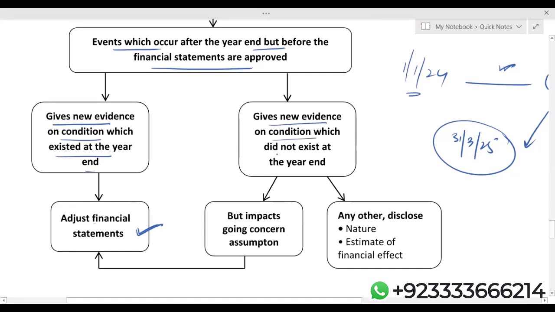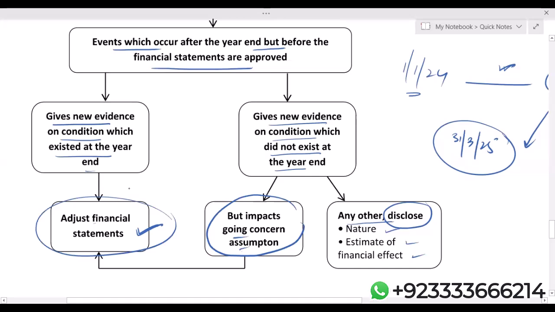If the event gives new evidence on condition which did not exist at the year end, then simply give any other disclosure, like what is the nature, estimate of financial effects. But you will only be disclosing that non-adjusting event when it is material. Another thing is, if it gives new evidence on condition which did not exist at the year end, but impacts going concern assumption, again, it becomes an adjusting event.